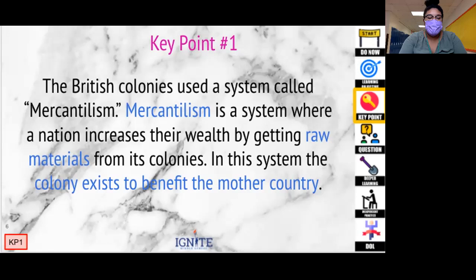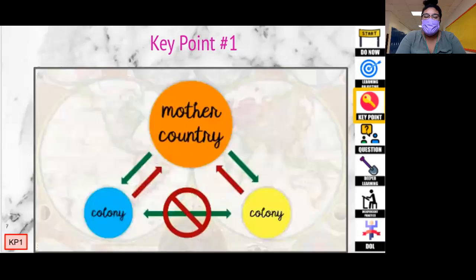We have talked a lot about mercantilism before. This graphic should be familiar to you. In this case, the mother country is England. The colonies are the 13 colonies. So the colonies and the mother country are exchanging goods. They are trading goods between them.